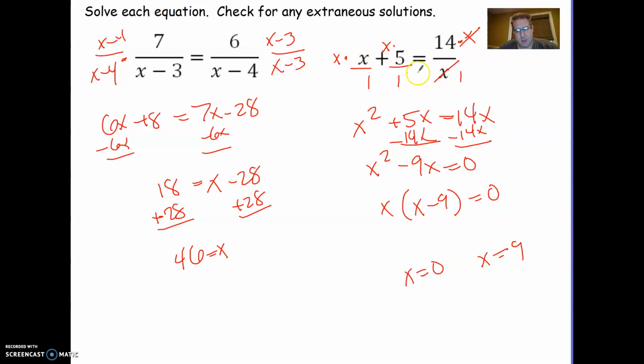Now, let's talk about that for a second. If x was 0, put 0 in for x right here. 14 divided by 0 doesn't make any sense, so this is an extraneous solution. But the 9 does work.